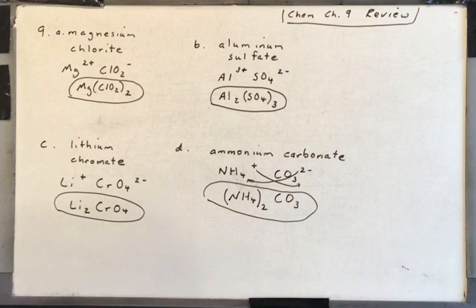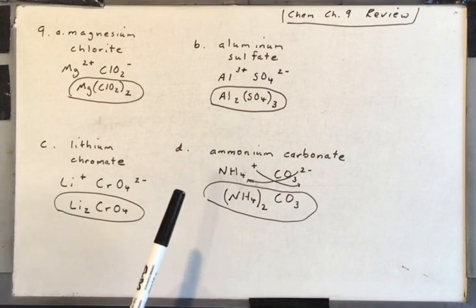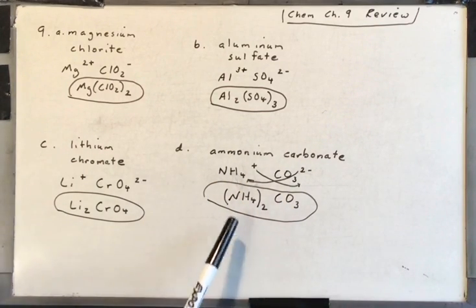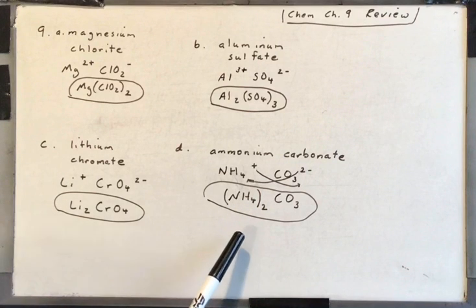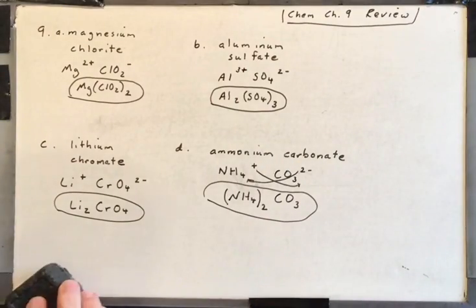You also will potentially have to go backwards. You're given the formula and you have to write out the name. So be able to do both. I believe some extra practice problems will give you some practice doing that. If not, the practice problems will. All right, that's number 9. Pause the video if you need to.